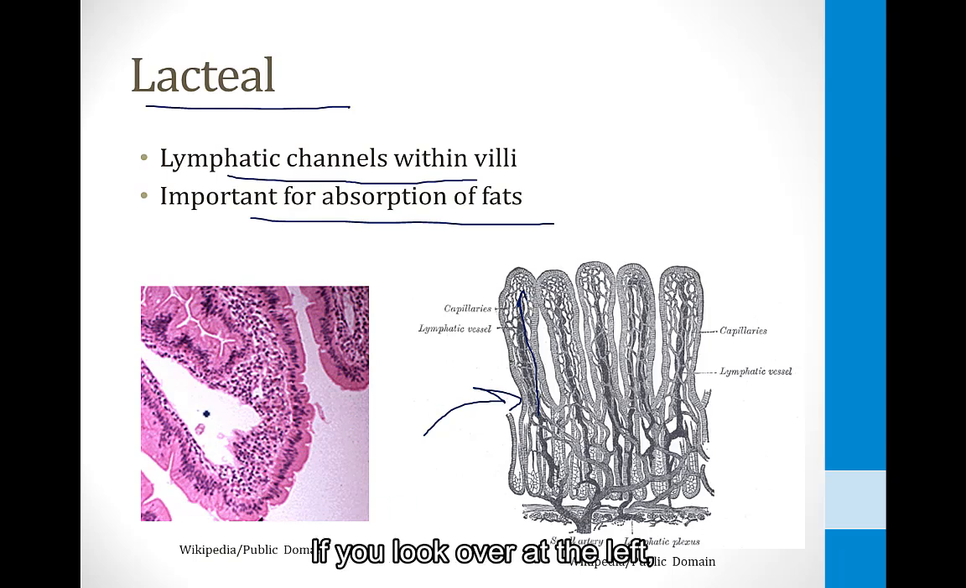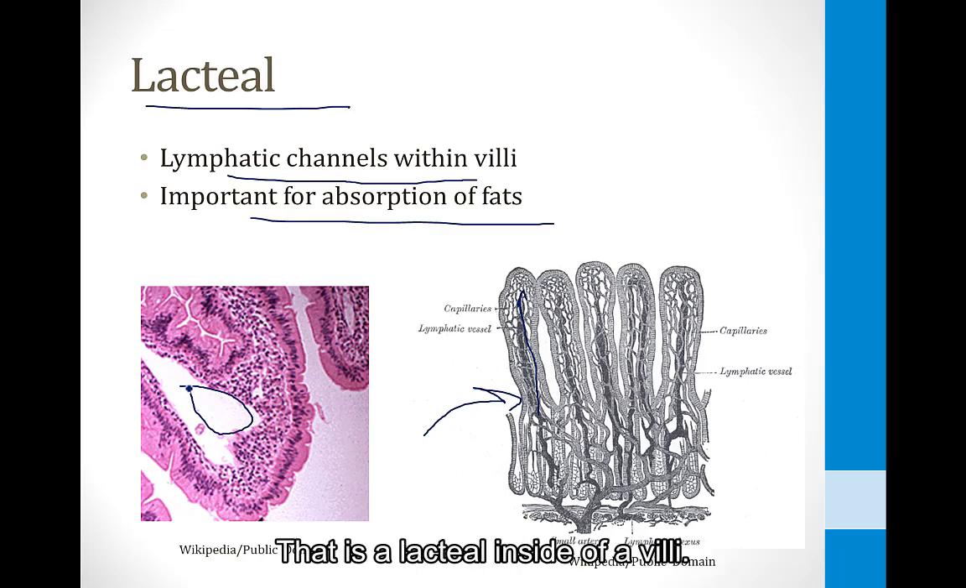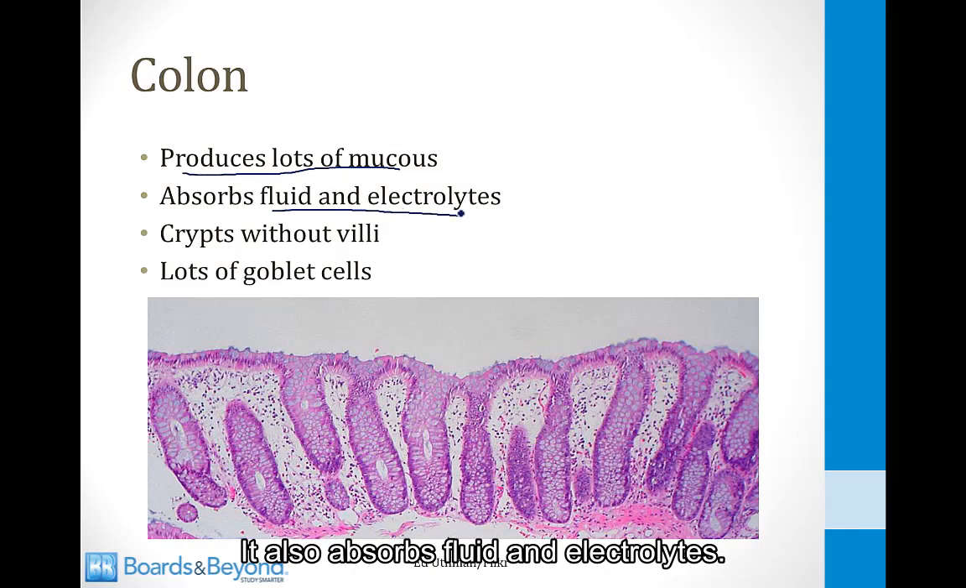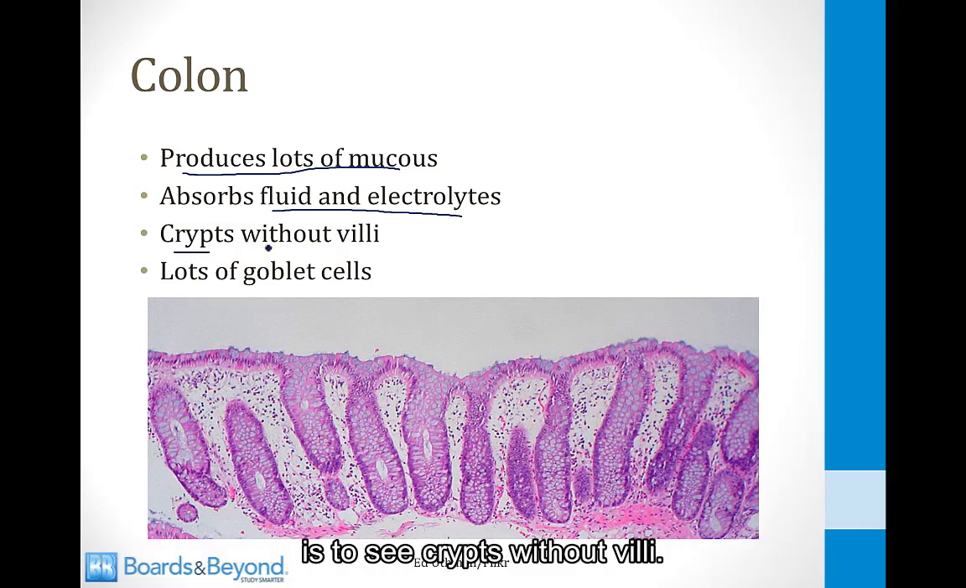If you look over at the left, you can see this white space inside of a villi that I've zoomed in on. That is a lacteal inside of a villi. Let's move on to the colon. The colon produces lots of mucus. It also absorbs fluid and electrolytes. And on histology, the hallmark of the mucosa of the colon is to see crypts without villi.